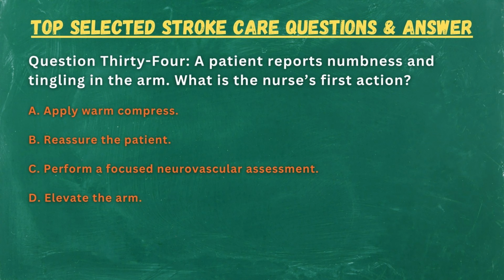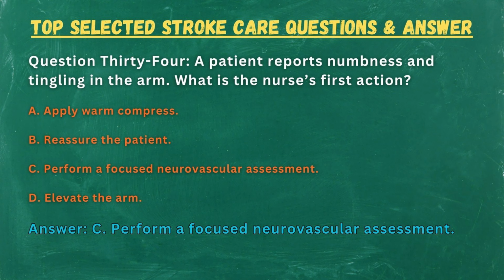Question 34. A patient reports numbness and tingling in the arm. What is the nurse's first action? A. Apply warm compress. B. Reassure the patient. C. Perform a focused neurovascular assessment. D. Elevate the arm. Answer: C. Perform a focused neurovascular assessment.